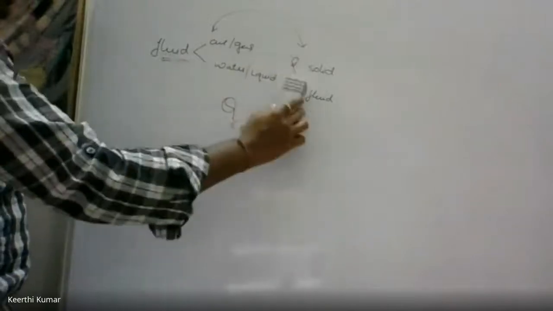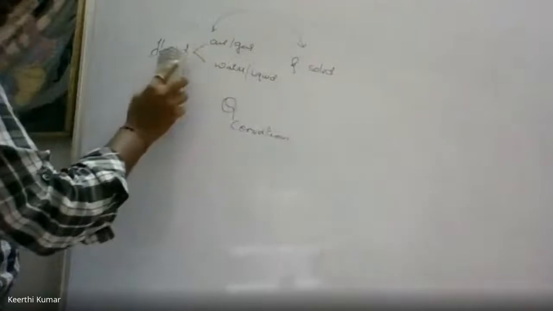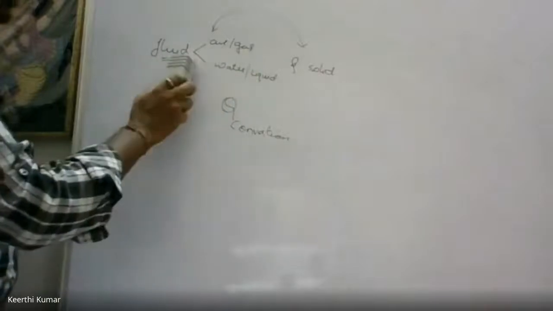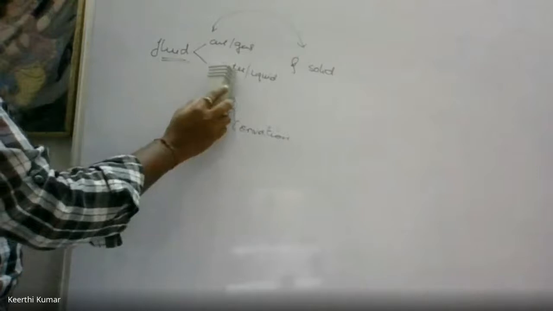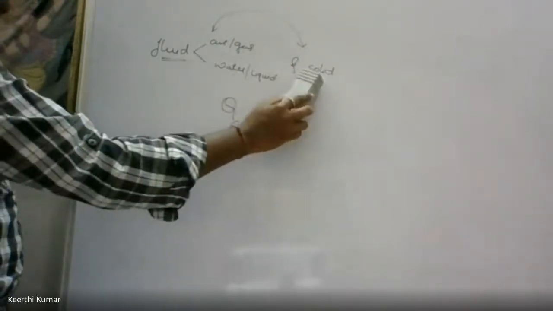fluid and the solid. I'll remove this because it is nowhere concerned in this chapter. We are going to study the interaction between the fluid and solid, and find out the value of Q. Clear? Fluid and solid. The fluid may be gas, air, water, or some other liquid. These four you can select as the fluid, and the solid may be some surfaces.